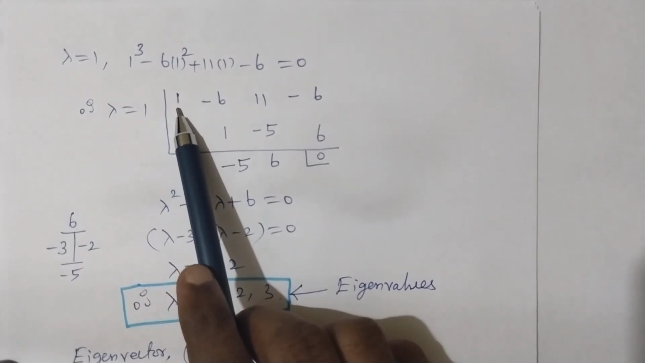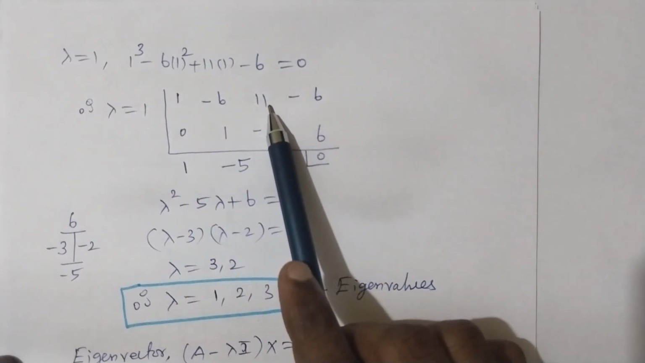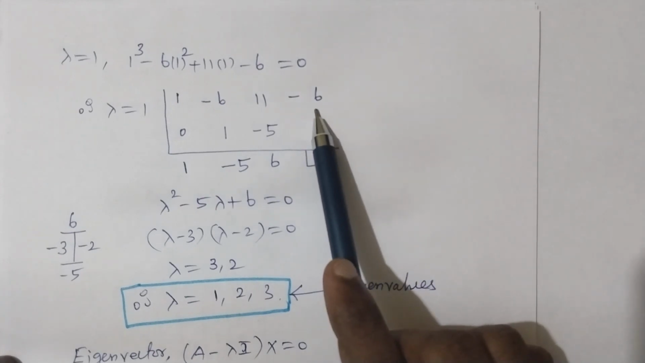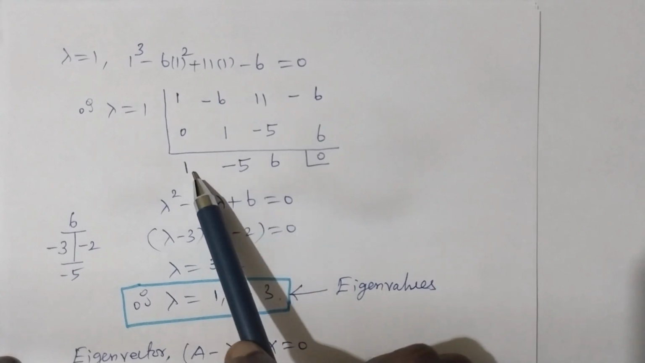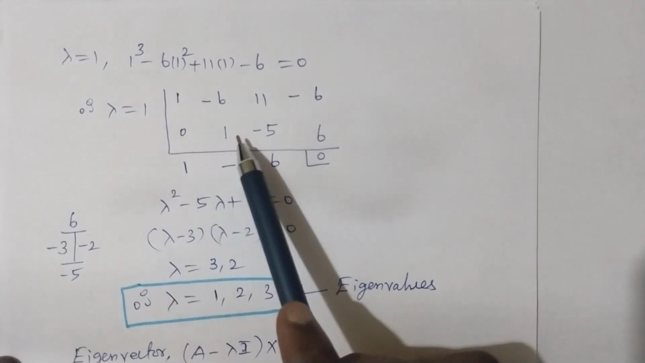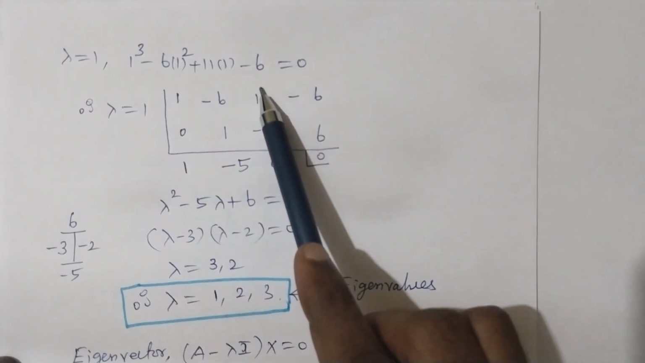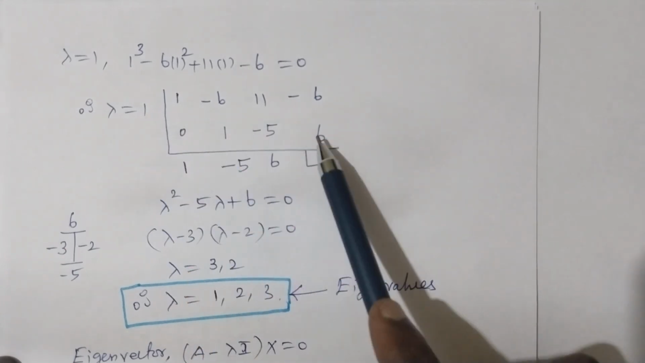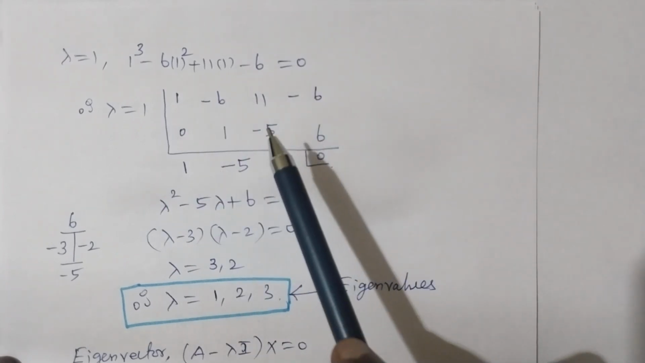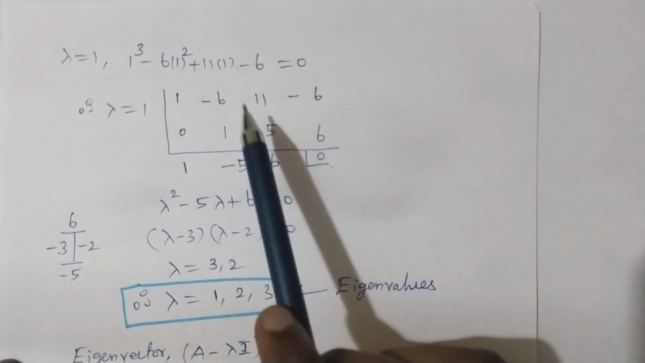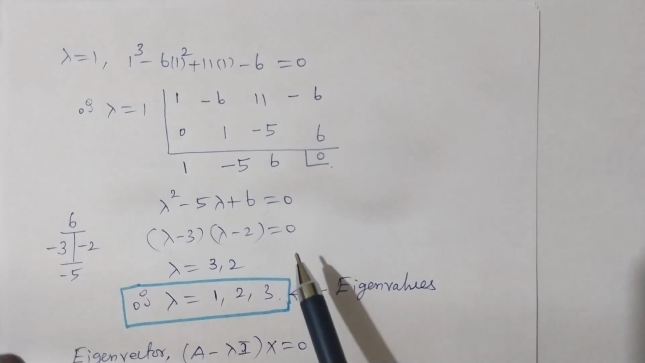Then the lambda cube coefficient is 1, the lambda squared coefficient is minus 6, the lambda coefficient is 11, and the constant is minus 6. According to the rule, here put 0, then the product is 1, write it here, then the sum is minus 5, product minus 5, sum 6, product 6, sum 0. This method is the synthetic method. After using the synthetic method, the third degree equation is converted to a second degree equation.